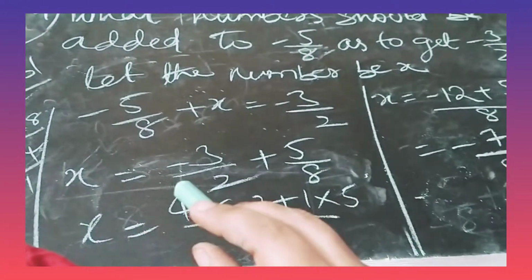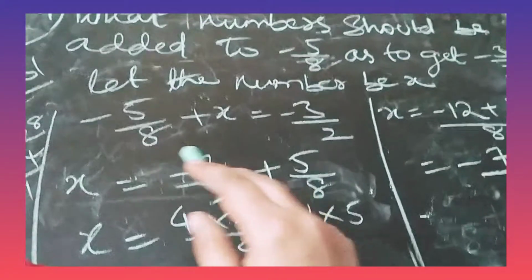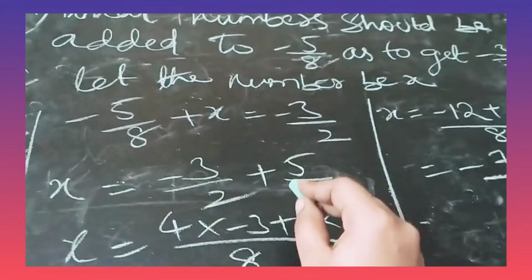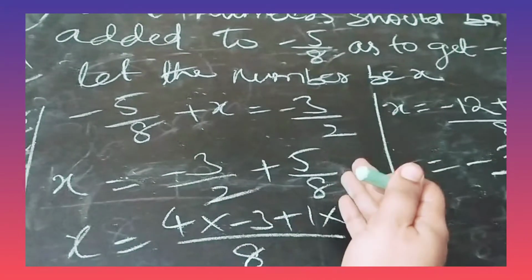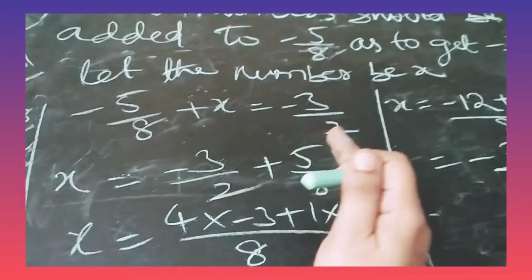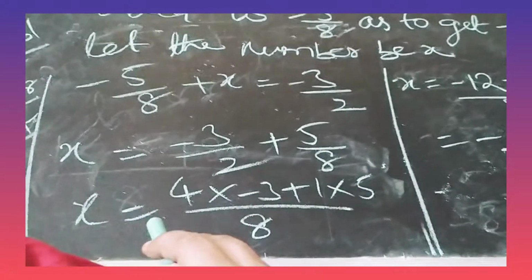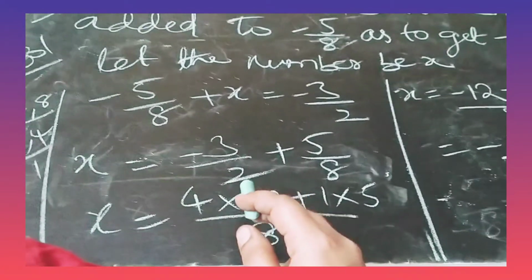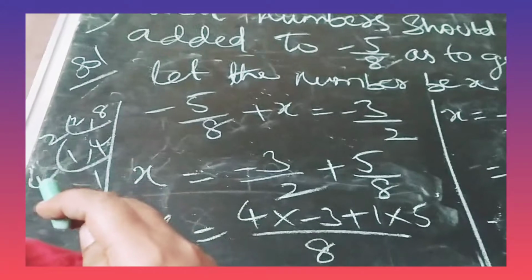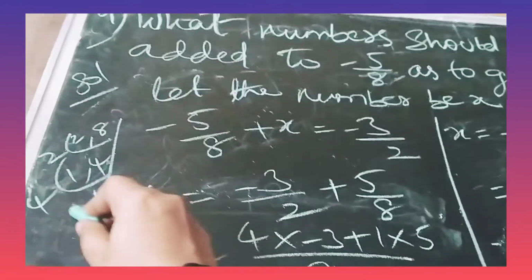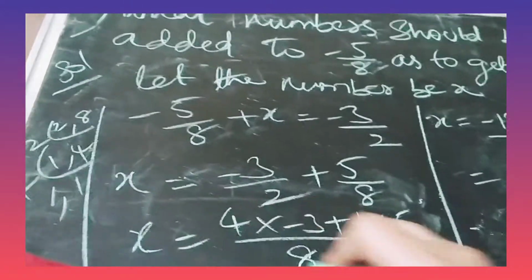Okay, x is equals to, now x you have to take here. X is equals to minus 3 by 2. This minus 5 by 8 will become plus 5 by 8. Okay, it is left hand side, we are writing it on right hand side, so we have to write plus 5 by 8. This minus 5 by 8 will become plus 5 by 8. Okay, now x is equals to, now you have to take LCM of 2 and 8. What is LCM? 2 ones are 2, 2 fours are 8. Okay, 4 ones are 4, 2 fours are 8.